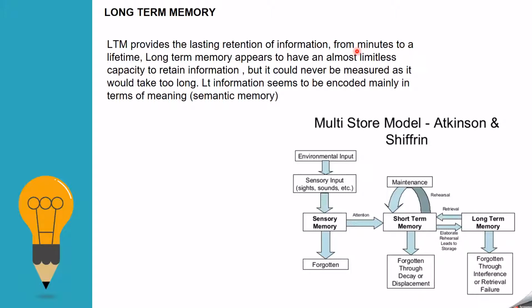Information in long-term memory seems to be encoded mainly in terms of semantic memory. If you went back to my other long-term memory video, a separate video, we looked at semantic memory, and basically semantic memory is more about facts and knowledge.